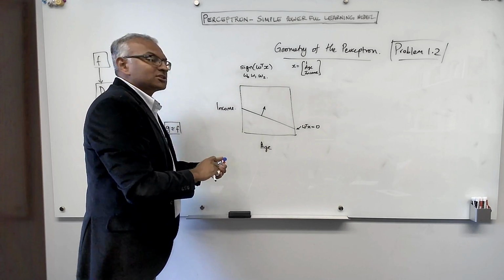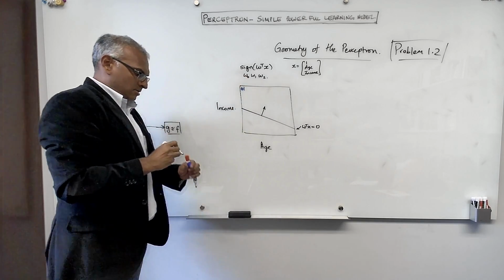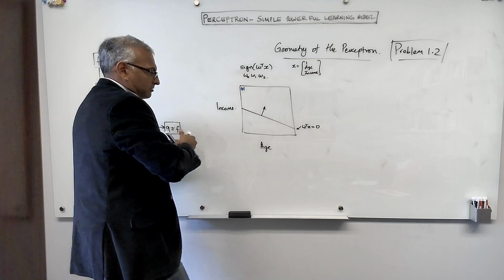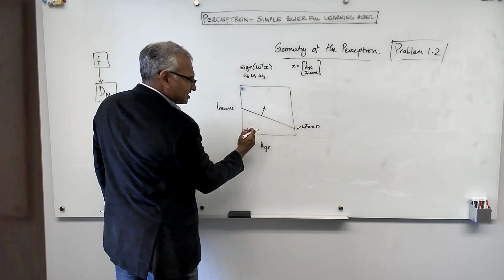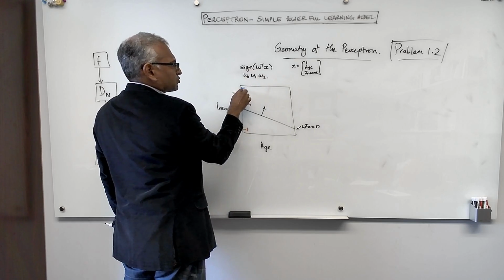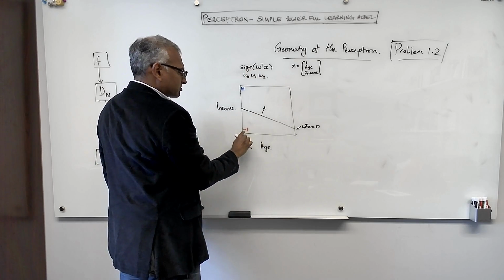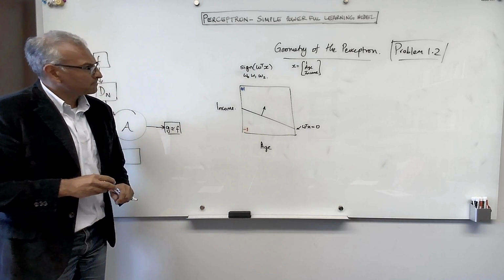So there's a positive side, which I will call the +1 side. And there's going to be a negative side, which is the -1 side. So this is equal to 0, then this is less than 0, greater than 0. Greater than 0 results in +1 when you take the sign. Less than 0 results in -1 when you take the sign. Okay? So that is the geometry of a perceptron.